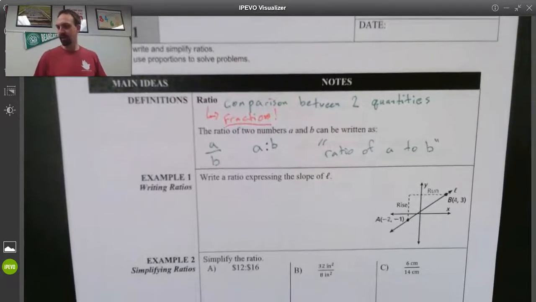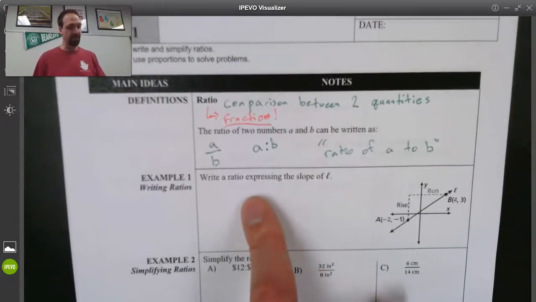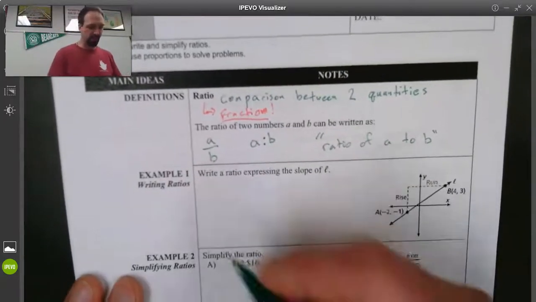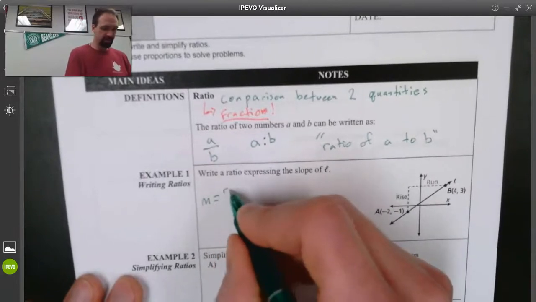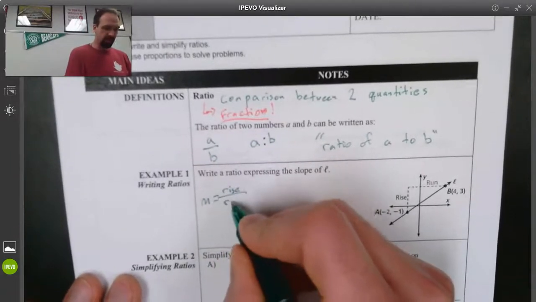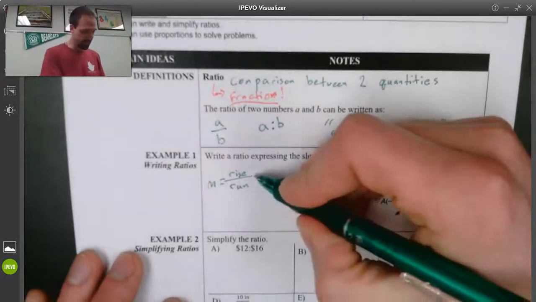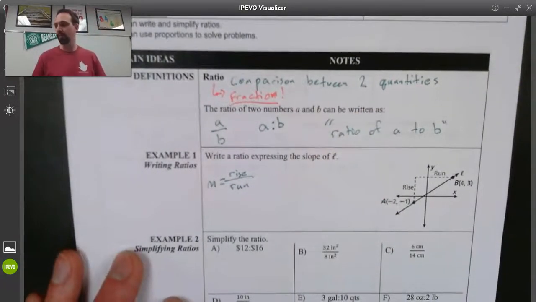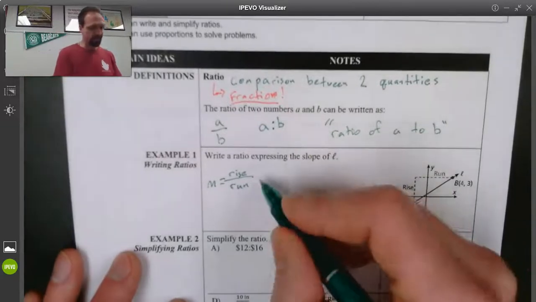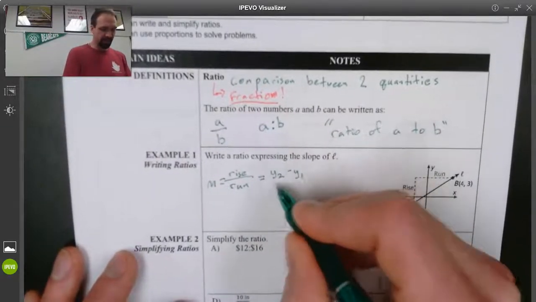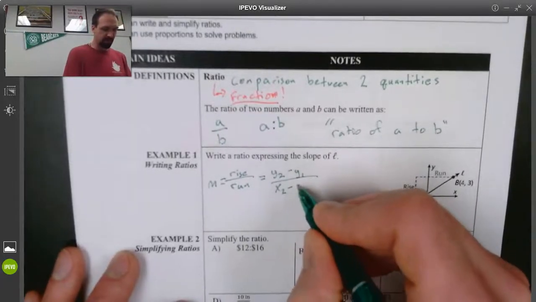In this example, if I want to write a ratio expressing the slope of line L, remember slope is rise over run. That's how far you move up and down, divided by how much you move left or right. I don't like to say the word over when we're talking about slope, because you don't know which way over is. There's the formula in case you forgot.